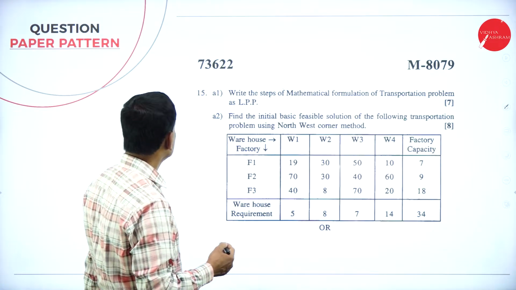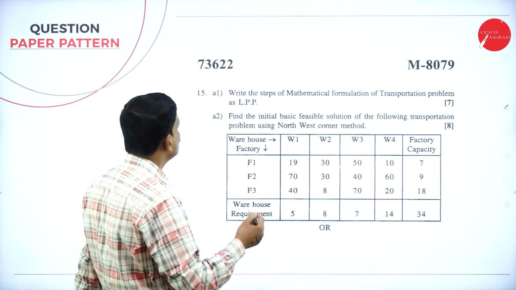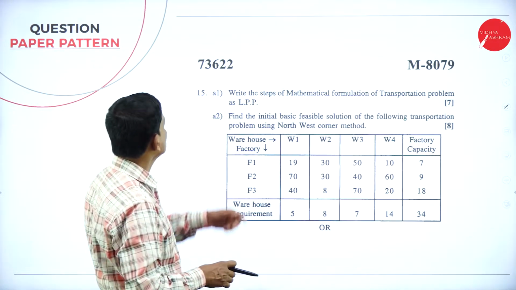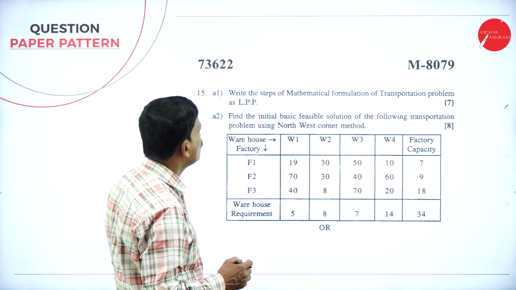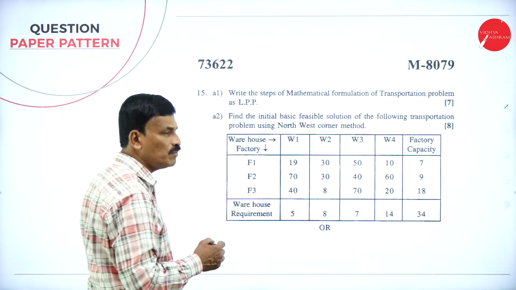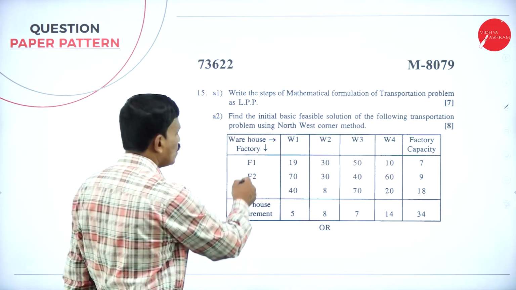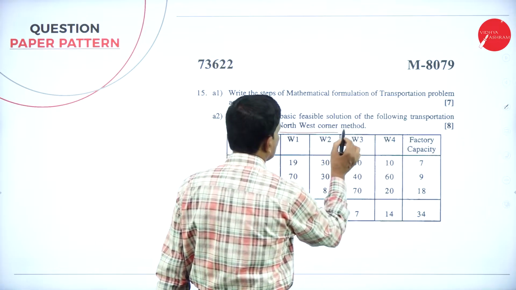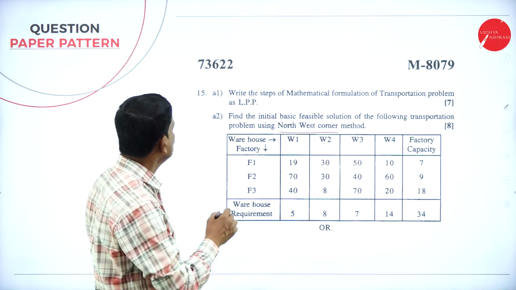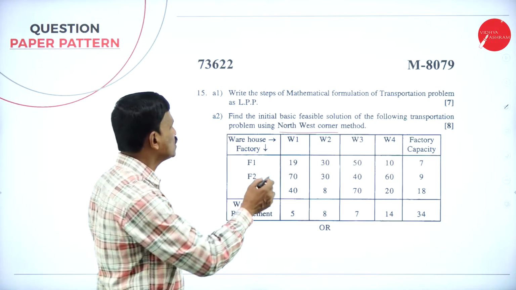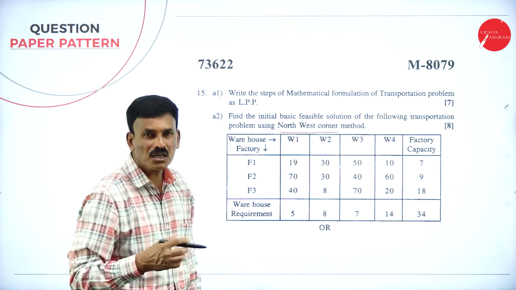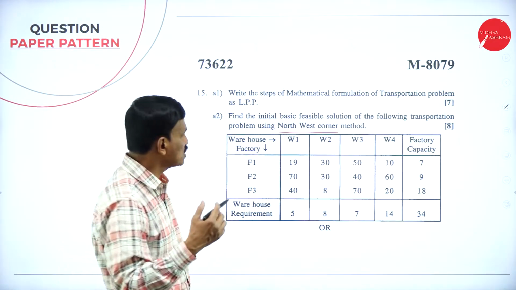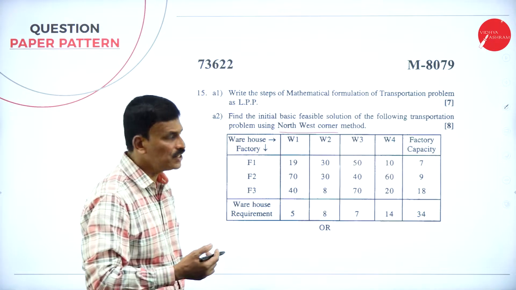Now let us come to question number 15. This is from the transportation type, unit number 3. Write the steps of mathematical formulation of a transportation problem as an LPP. For this, another question for 8 marks is: find the initial basic feasible solution of the transportation problem using the northwest corner method. So one is an explanation, and another one is the problem. This is also an easy one. You can attempt this question.